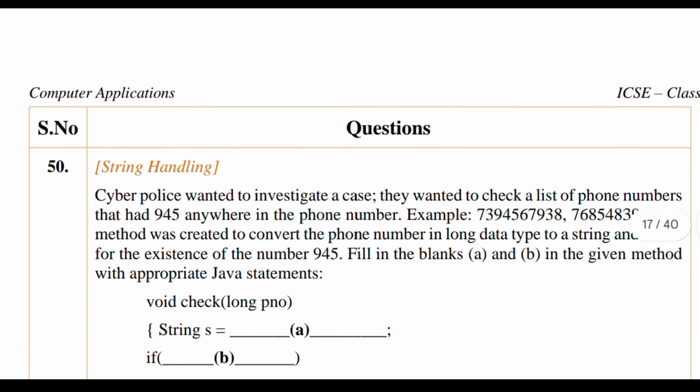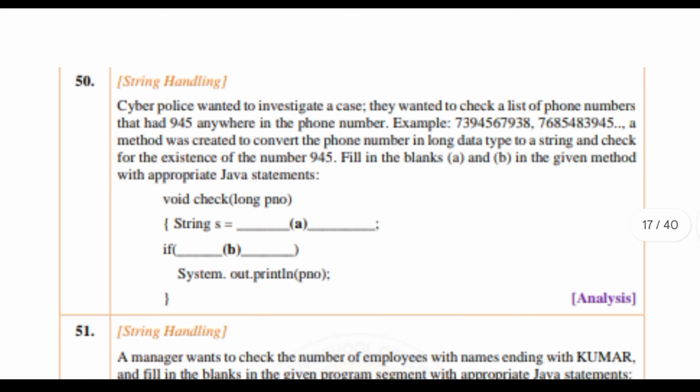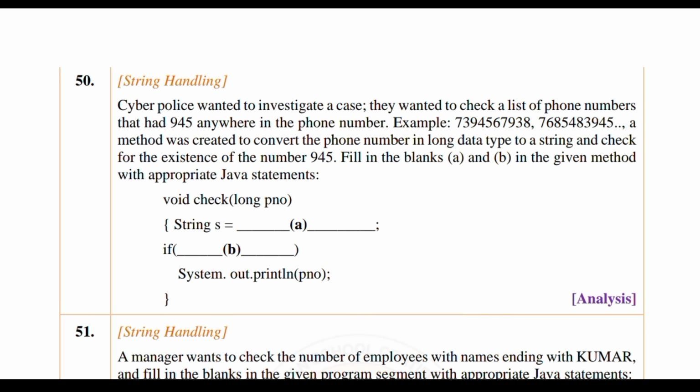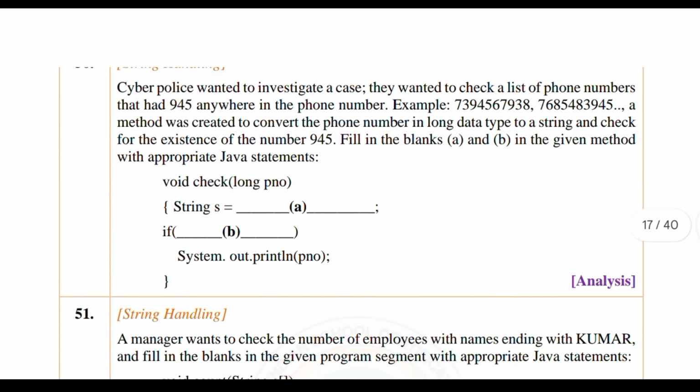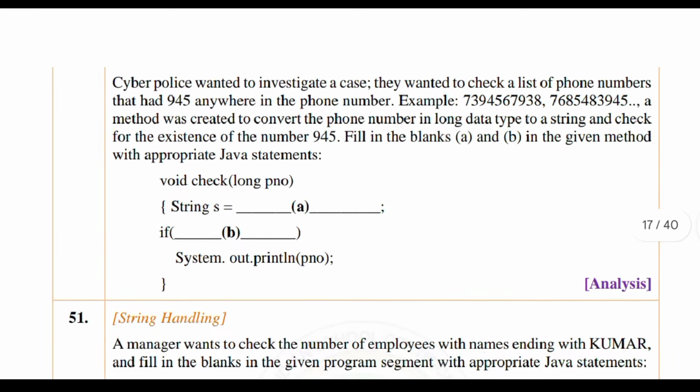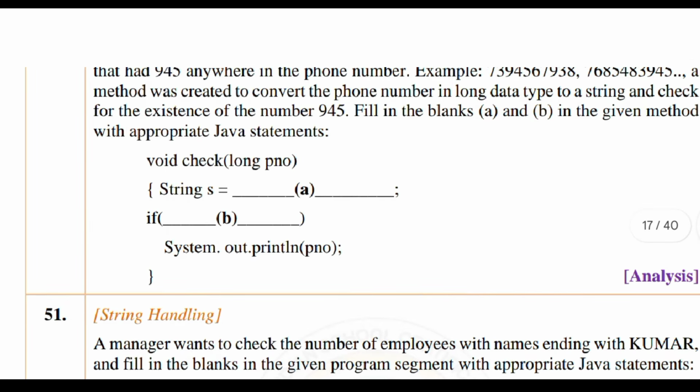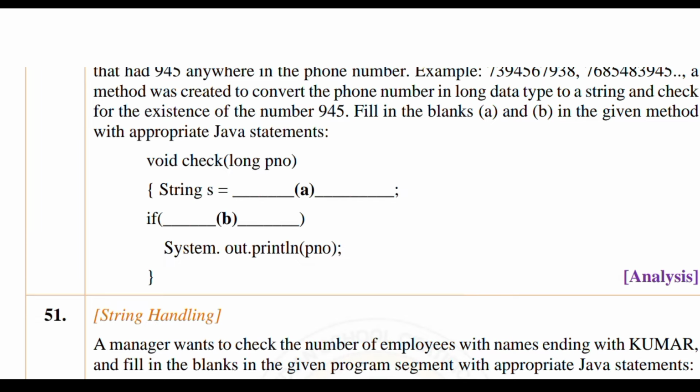Moving towards question number 50. This is related to string handling. See what it is asking: cyber police wanted to investigate a case. They wanted to check a list of phone numbers that had 945 anywhere in the phone number. Some examples are given; it may be in between, but 945 must be in sequence. The number is in long data type, and we need to get it in string. So we have two blanks here. What will be filled?